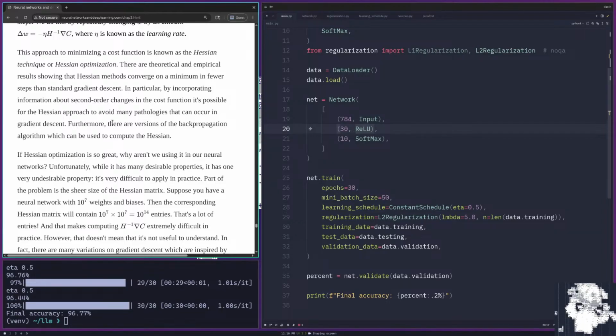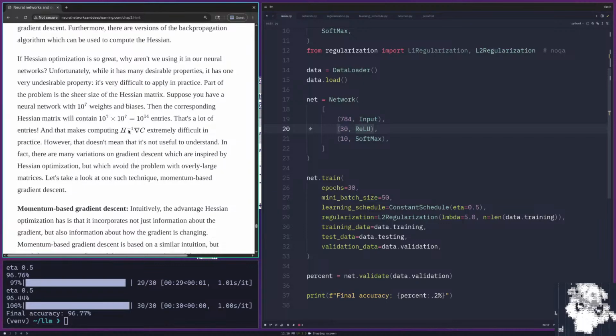There are theoretical and empirical results showing that Hessian methods converge on a minimum in fewer steps than standard gradient descent. In particular, by incorporating information about second-order changes in the cost function, it's possible for the Hessian approach to avoid many pathologies that can occur in gradient descent. Furthermore, there are versions of the backpropagation algorithm which can be used to compute the Hessian.